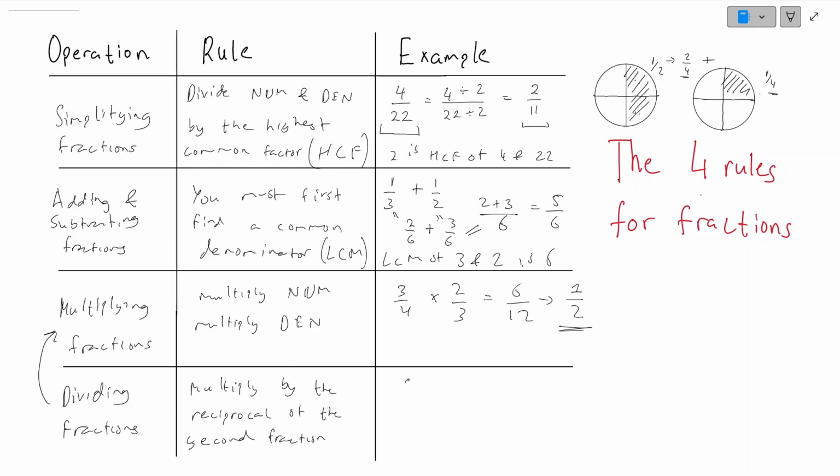An example of this is 3 over 8 divided by 3 over 4. The way we do this is we first start off by reciprocating this and changing this into a multiplication sign, which then would become 3 over 8 times 4 over 3. And that would then just become 3 times 4, which is 12, and 8 times 3, which is 24. And again, this is just converted into 1 over 2 after simplification, because the highest common factor here is 12, and 12 divided by 12 is 1, and 24 divided by 12 is 2.